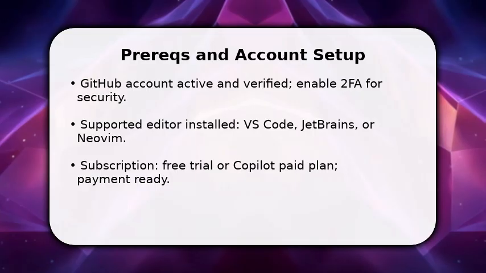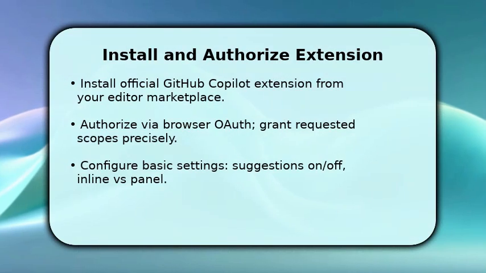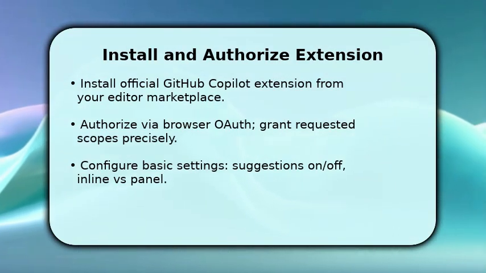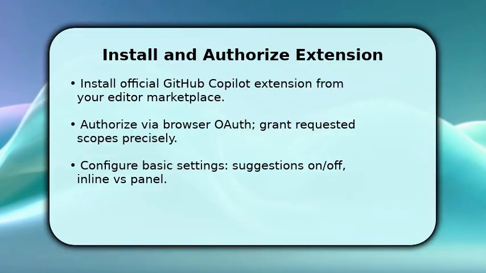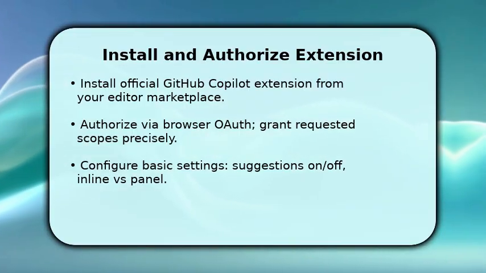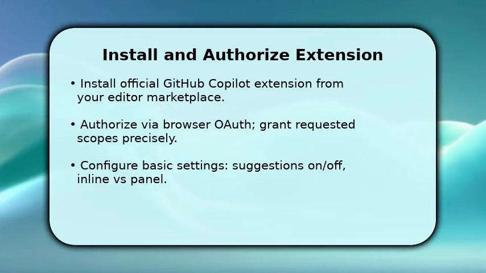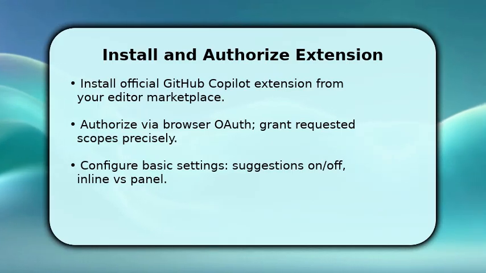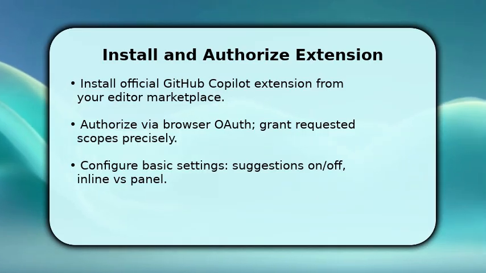You install the official Copilot extension in VS Code or your chosen editor. Choose the one published by GitHub. Once installed, trigger the sign-in flow. Your editor opens a browser for OAuth. Approve the scopes the extension requests so it can read and write snippets and access your account. After authorization, return to the editor and verify the status indicator.